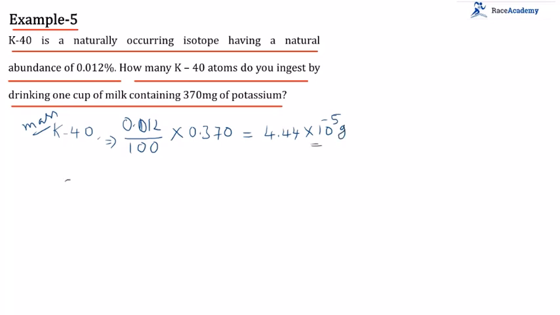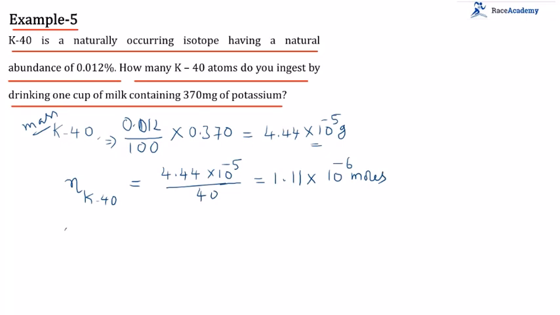Okay. Now you can easily find the number of moles of potassium 40. Number of moles of potassium 40 is mass given by atomic mass, the 4.44 into 10 power minus 5 divided by the potassium atomic mass in the formula. K40 means 40 is the atomic mass, will become equals to 1.11 into 10 power minus 6 moles. So this is the number of moles of potassium 40 in the problem.